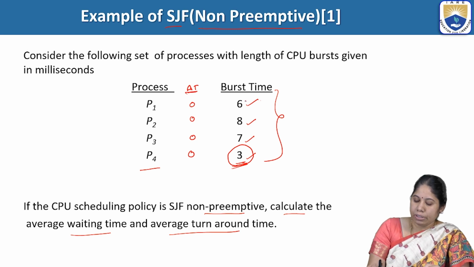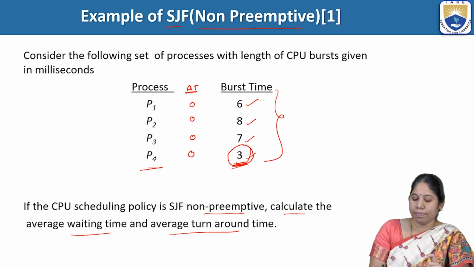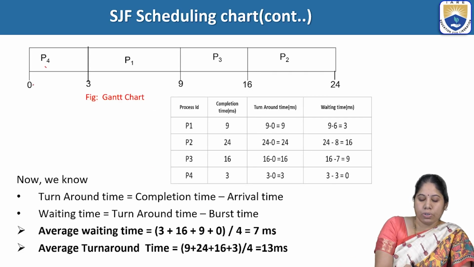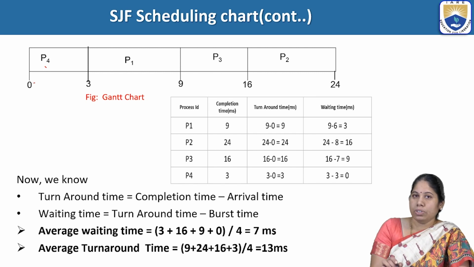Now this is the burst time. So among these burst times, which process is having the smallest burst time? Here P4 is having the smallest. Then who will get the first chance of the CPU? P4 will acquire the CPU. So P4. It is non-preemptive mode, so there is no preemption.